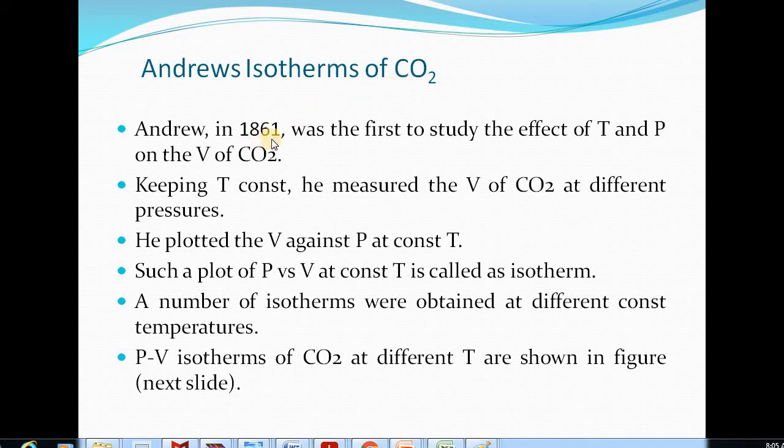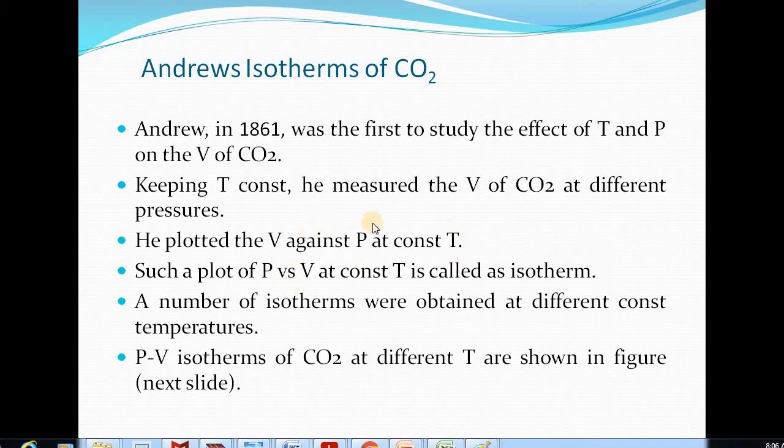In 1861, a scientist named Andrews was the first to study the effect of temperature and pressure on the volume of carbon dioxide gas. What he did was keep the temperature constant and measure the volume of carbon dioxide gas at different pressures. By doing this, he got the plots of volume against pressure at constant temperature.